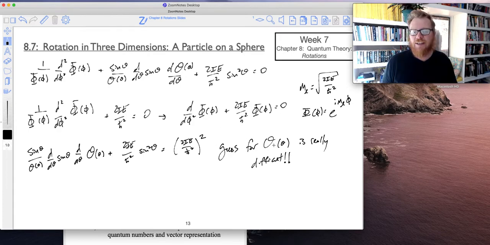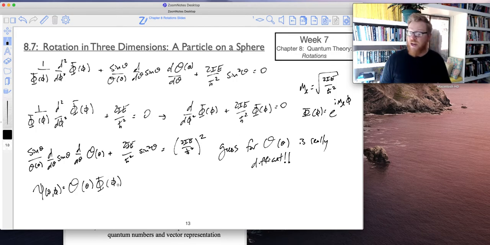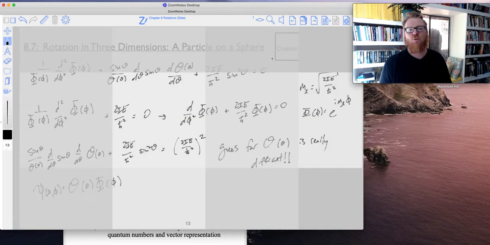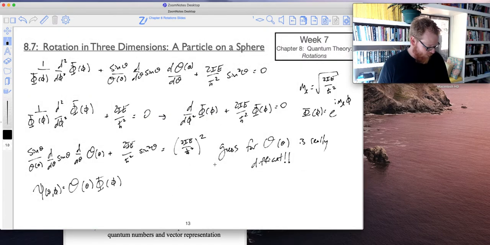And so when we go to guess for theta, and then we plug our guess solutions back into this equation, right? When we recombine those results, so we put this e to the i ml phi back into here, and whatever crazy guess we've come up with for theta, we put back into here, we get a very special result, okay? And that special result is what we call the spherical harmonics, all right? So in other words, this theta of theta times phi of phi equals my original wave function, okay?